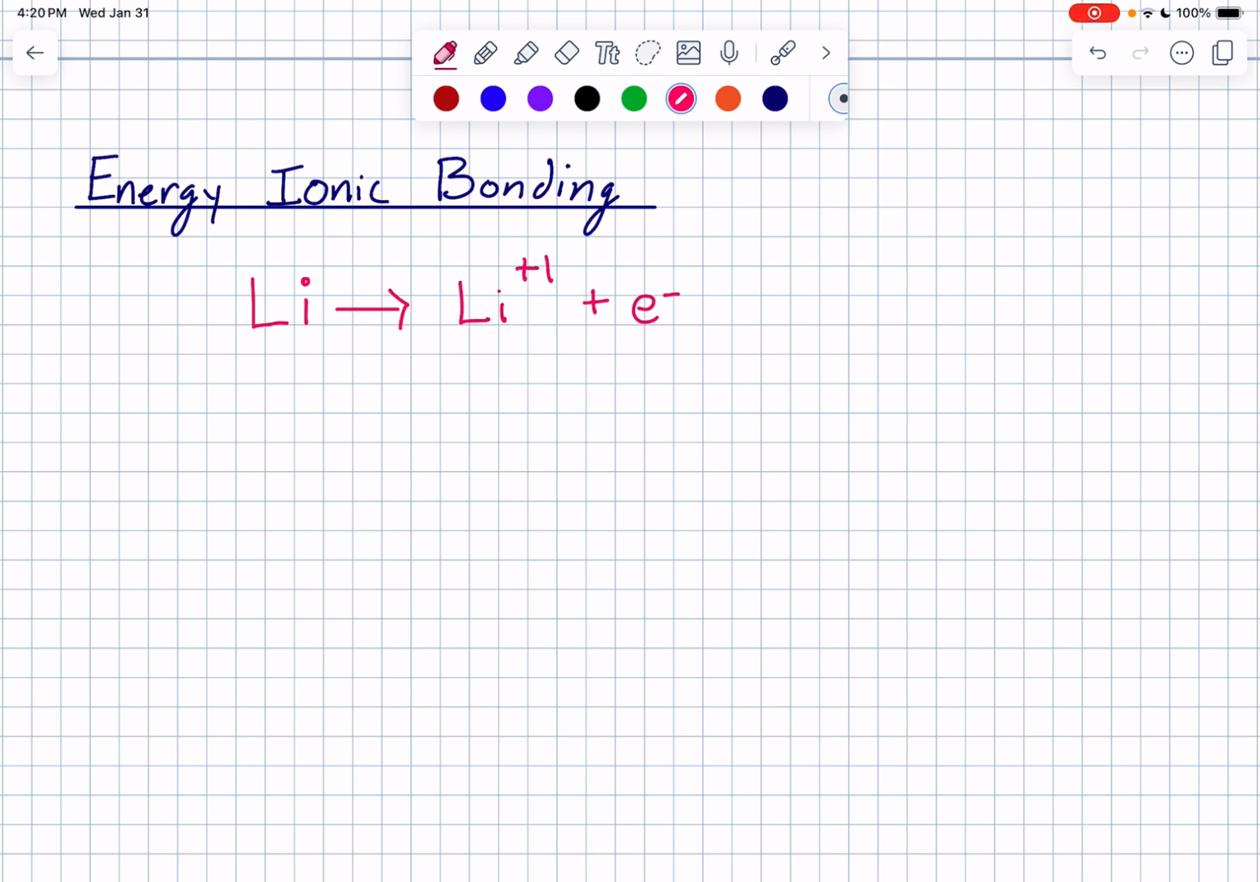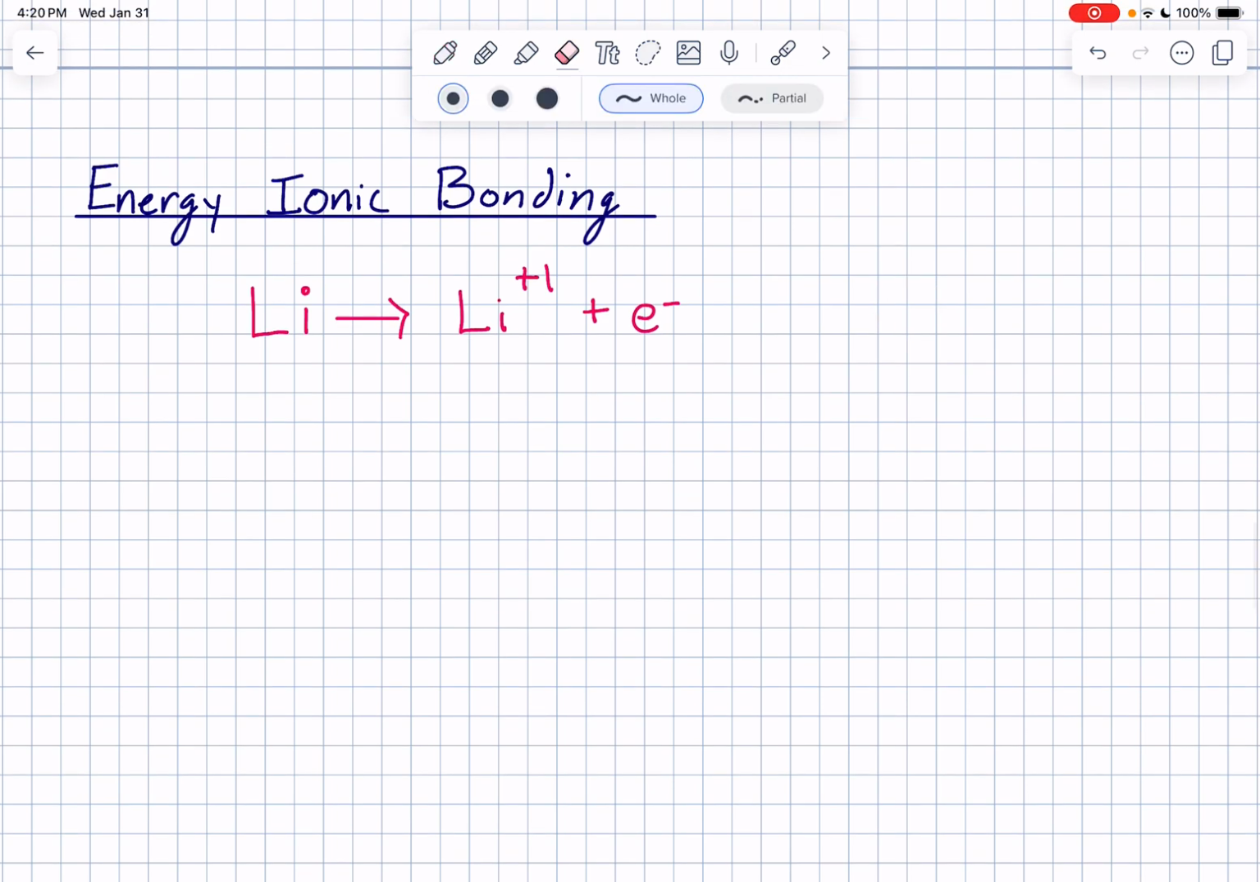And so because I'm breaking that attraction, think of two magnets. To separate two magnets, do they just separate spontaneously? Do they just separate on their own? No, we need to put energy into the system. So this would be endothermic. We're going to put energy into the system. So my change in energy is going to be positive. So energy going into the system is endothermic. So this would be a positive number.